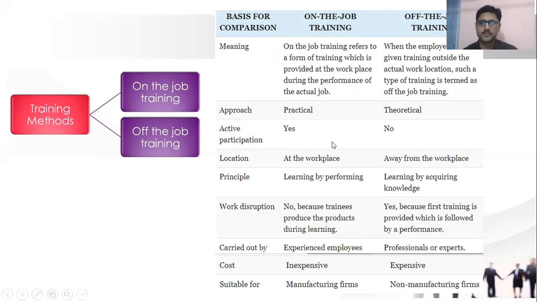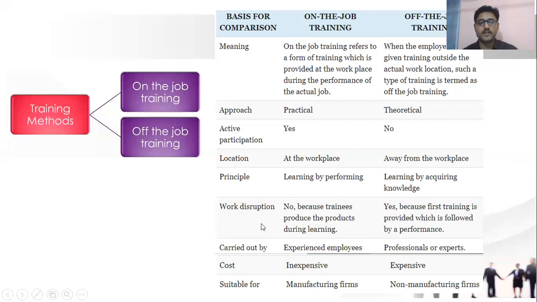It's like that of the job training program, right? So location, as we discussed earlier, is at the workplace for on-the-job, and away from the workplace for off-the-job. Principles, what are the principles? Learning by performing. That means learn while you're performing. And the off-the-job training program principle is learning by acquiring knowledge.